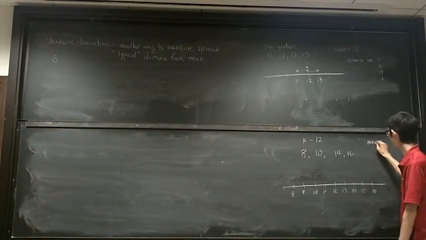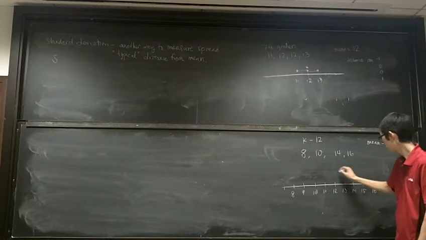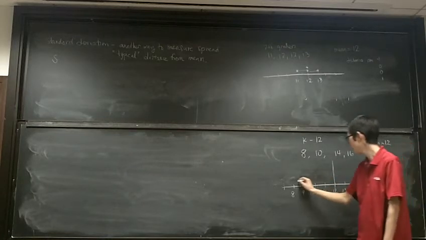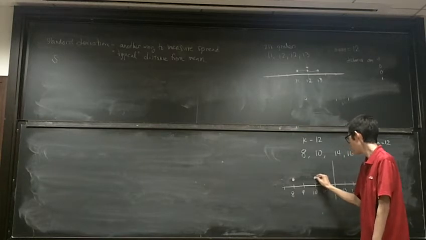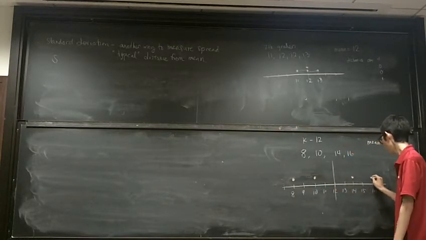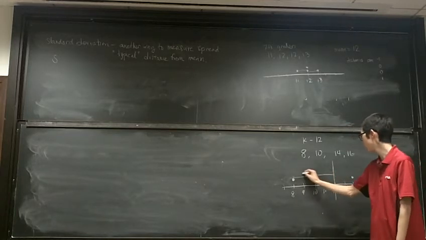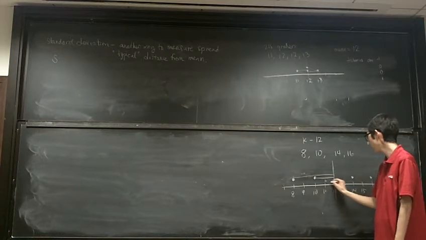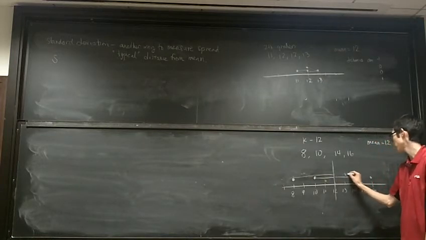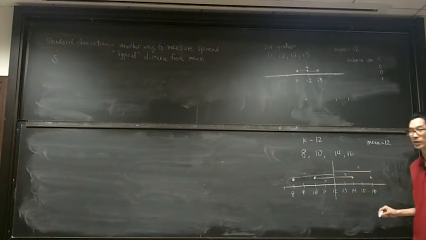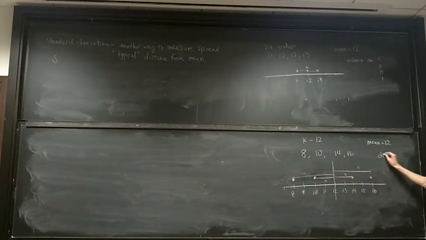my mean, again, is 12. So I can draw a line at 12. My dot plot looks like this, 8, 10, 12, 14, 16. And so now the distances from the mean, this is 4 units away, this is 2 units away, this is 2 units away, and this is 4 units away. Okay, so my distances are negative 4, negative 2, 2, and 4. Is that okay? In terms of distance from the mean.